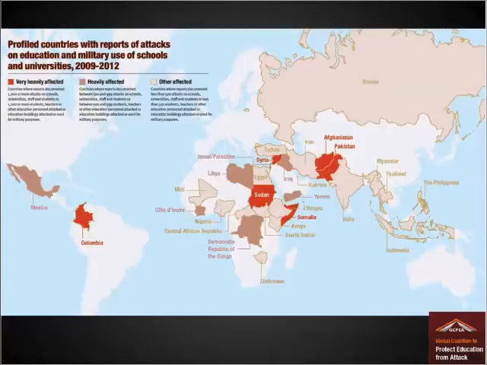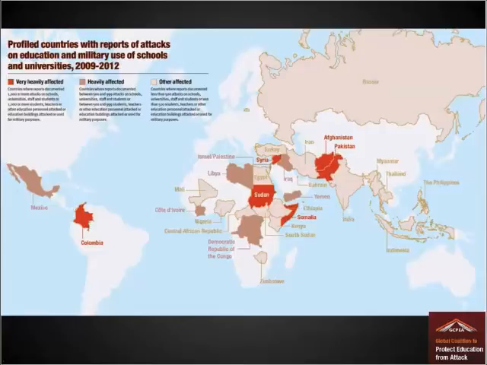So in the period of 2009 to 2012, the most heavily affected countries were Afghanistan, Colombia, Pakistan, Somalia, Sudan, and Syria. And there were more than 1,000 incidents of attack or military use of schools, or over 1,000 students or educators who were victims of attack.